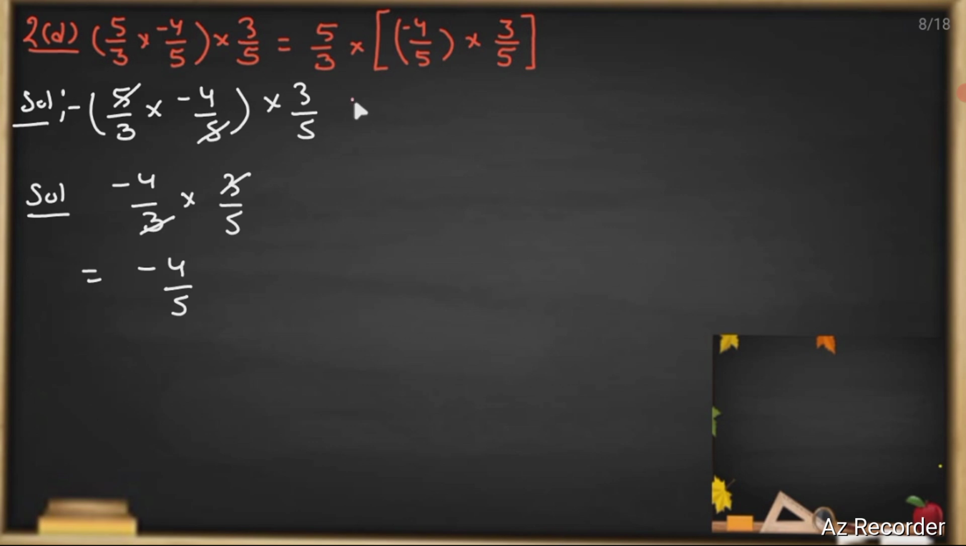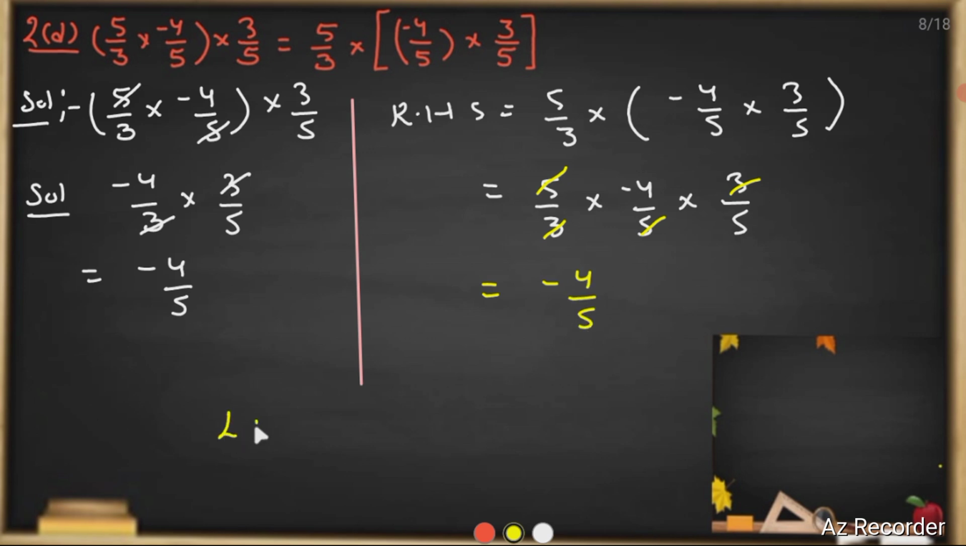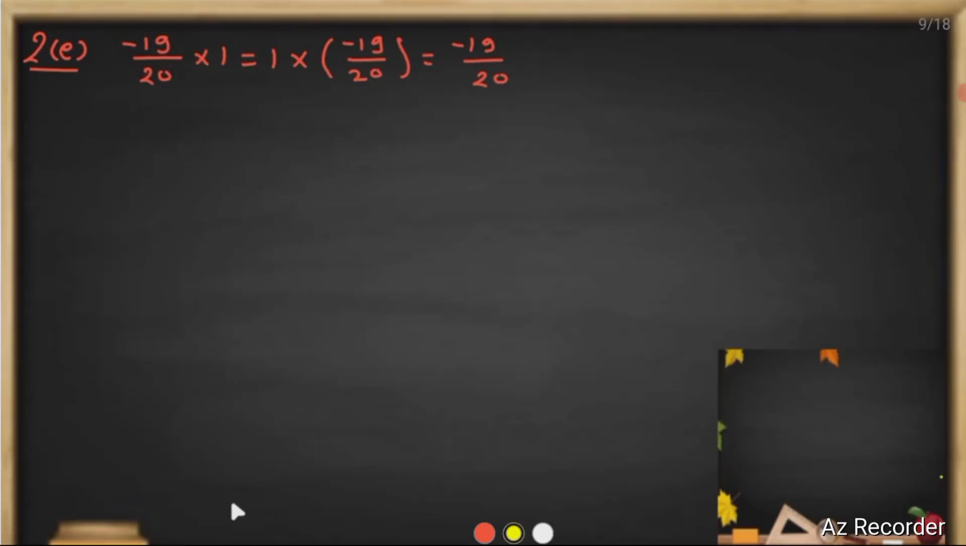Now take the right hand side. What is the right hand side given here? The right hand side given is 5 by 3 multiply minus 4 by 5 multiply 3 by 5. Okay, now we can write 5 by 3 multiply minus 4 by 5 multiply 3 by 5. So now this 5 cuts this 5 and this 3 cuts this 3, so finally we have negative 4 by 5. So here left hand side is equal to right hand side, and this is the answer of this question. Now move to the next question, the question of 2e.